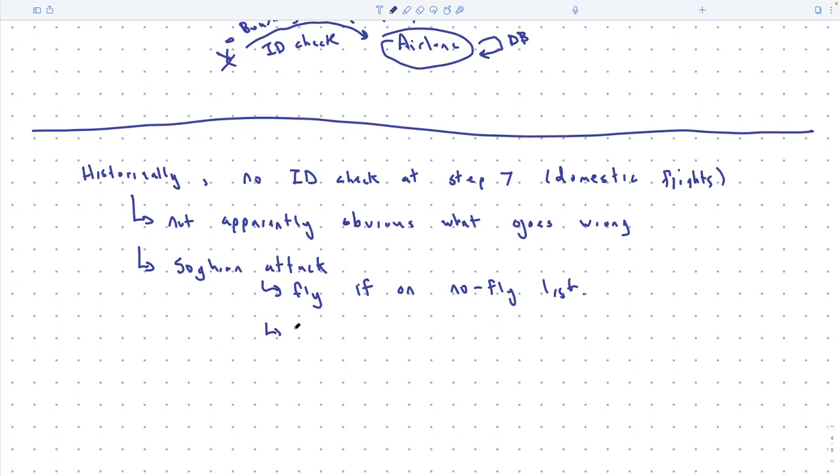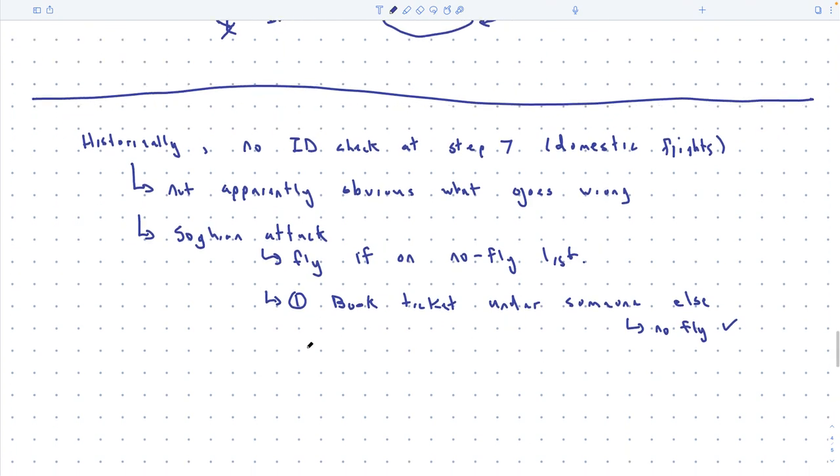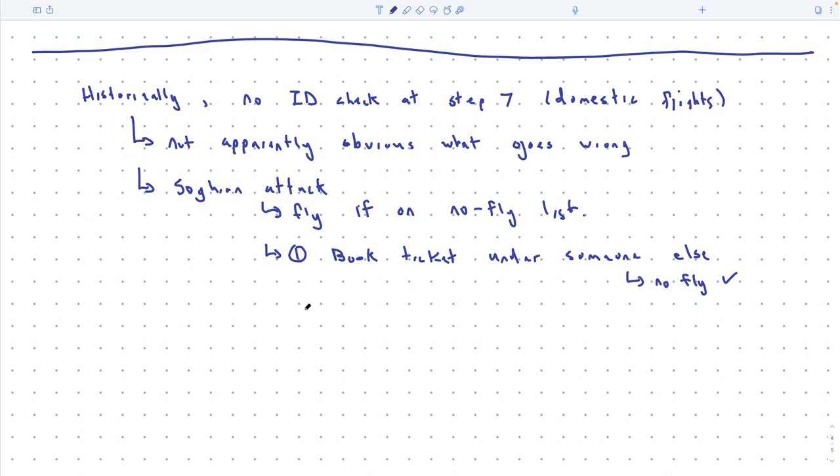So basically he said, okay, what you do is you book a ticket under someone else's name. Doesn't matter. Pick a random person, your neighbor or someone, and book the ticket under their name. Because if you book it under your name, you're on the no-fly list. So the airline will check the no-fly list, but because it's in someone else's name, you pick someone, obviously, not one of your terrorist buddies that's on the no-fly list, but someone that's not.